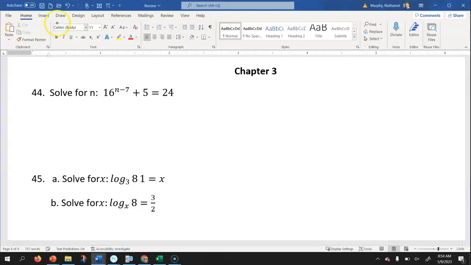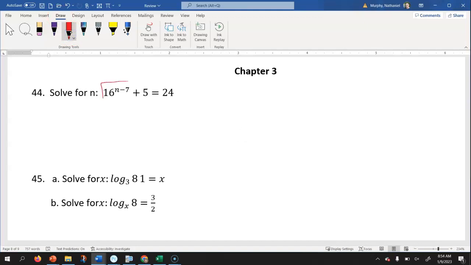I'm going to change the color here. So we want to get this 16 to the n minus 7 isolated. So I'm going to subtract 5 from both sides. So when I do that, we get 16 to the n minus 7 equals 19.